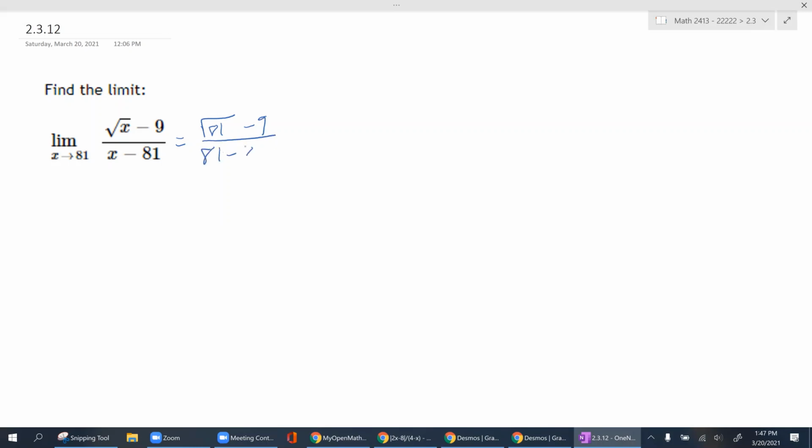Sometimes you may not have polynomials. Again, I'm not going to assume anything. I'm going to go ahead and plug in 81. Let me apply the limit. I get the square root of 81 minus 9 over 81 minus 81, so I get 9 minus 9 over 81 minus 81. This is 0 over 0, meaning I have to do some work. Again, we're going to show our work.